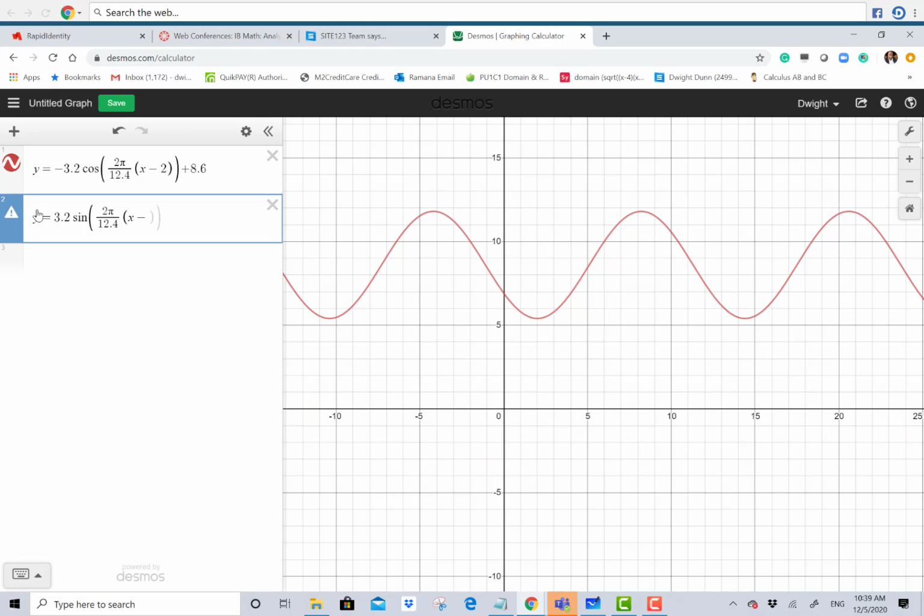minus 5.1. Good. Close parentheses, close parentheses. Then that's plus. Now we're going to check to see if it actually works. 3.2 plus 8.6. So as a result, we recognize it is the same graph.